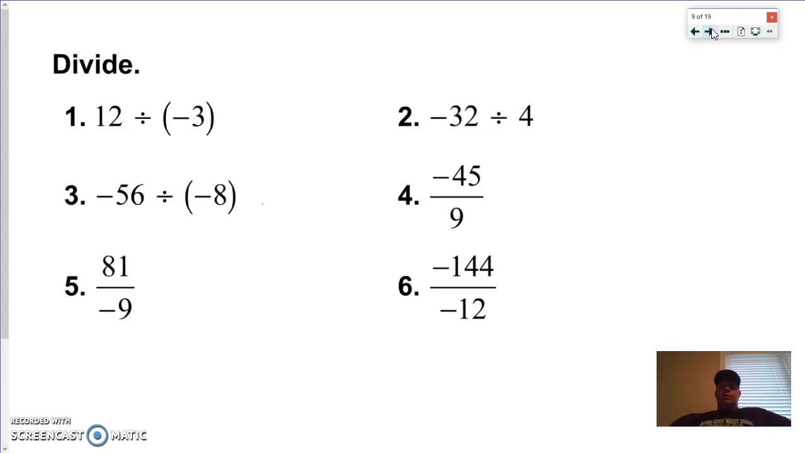So please pause the video and have students on the left side of the group do 1, 3, and 5. People on the right side do 2, 4, and 6. Please pause the video to try these.